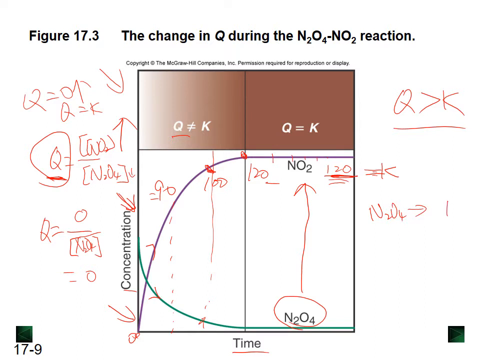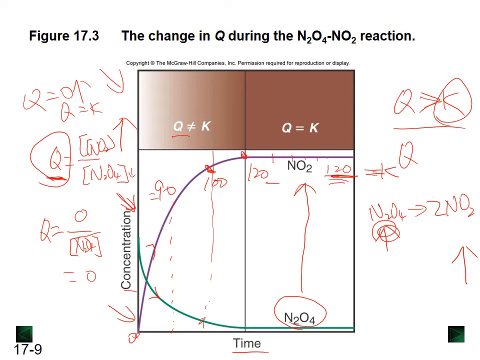The product is NO2. Okay, so if you start with N2O4, then the Q is always smaller than K until it becomes the same as K. But on the other hand, if we start with NO2, then initially you have lots of product, you have no reactants, so you have a very large Q. So Q can be K, but the reaction K is a constant that is determined by nature.